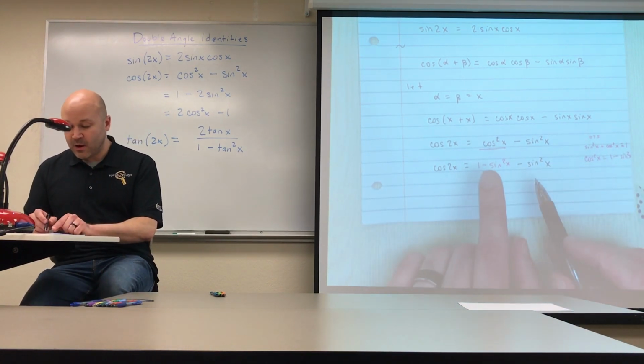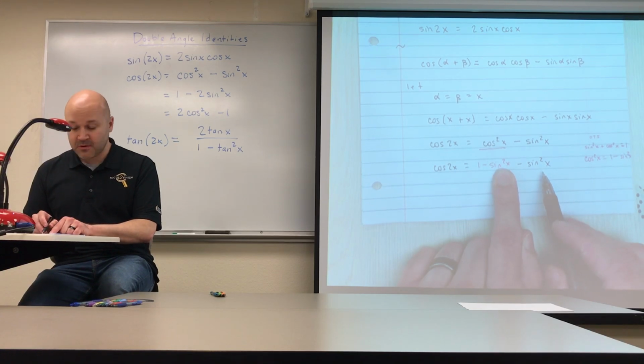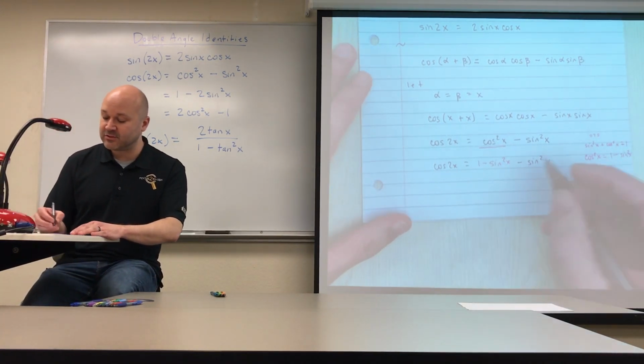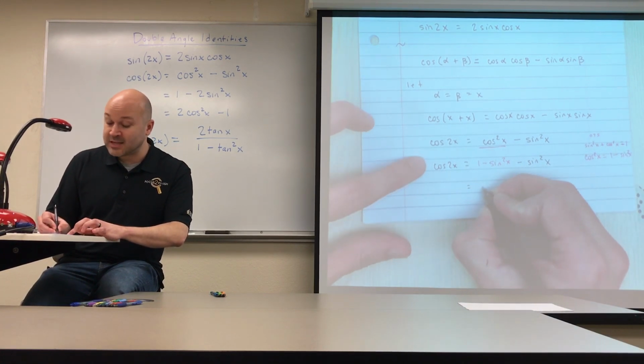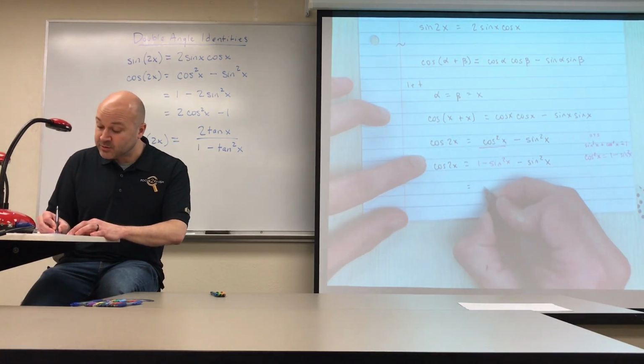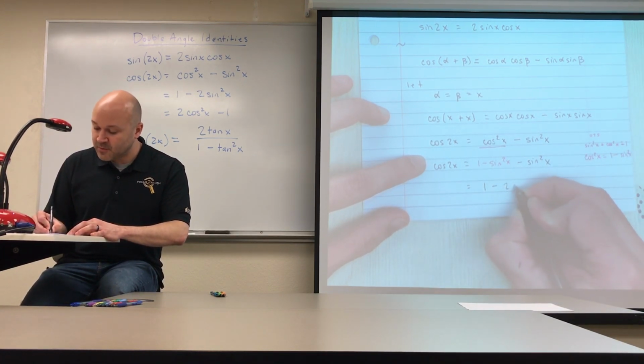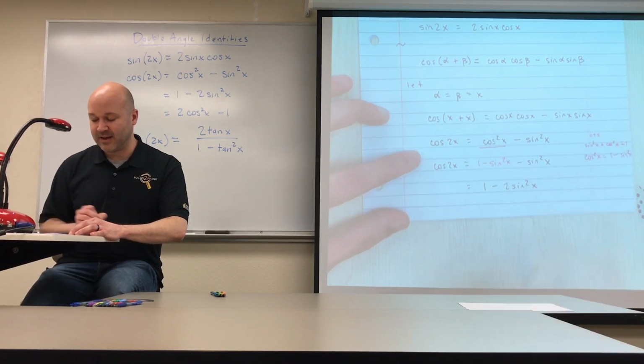In this format, I can see, oh, the sine squares are the same term. In fact, they'll add together. Negative 1 plus a negative 1, I've got negative 2 of those. So cosine's double angle is also equivalent to, or can be rewritten as, 1 minus 2 sine squared of x.